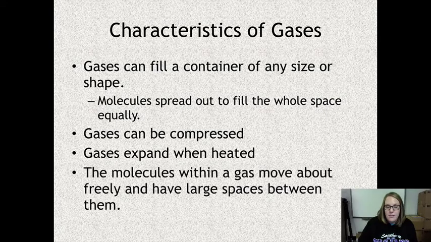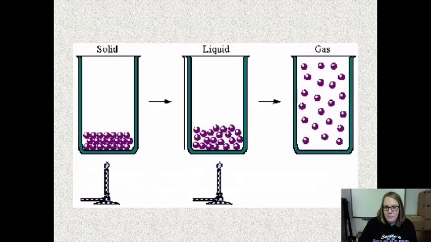So that kind of brings us into the next one. When we heat molecules of gases, they move freely and they have large spaces between them, but especially when we heat them up, they tend to move faster and move even further apart. So again, they can fill any size or any shape container, they can be compressed, they expand when they're heated, and they move about freely and have large spaces between them.